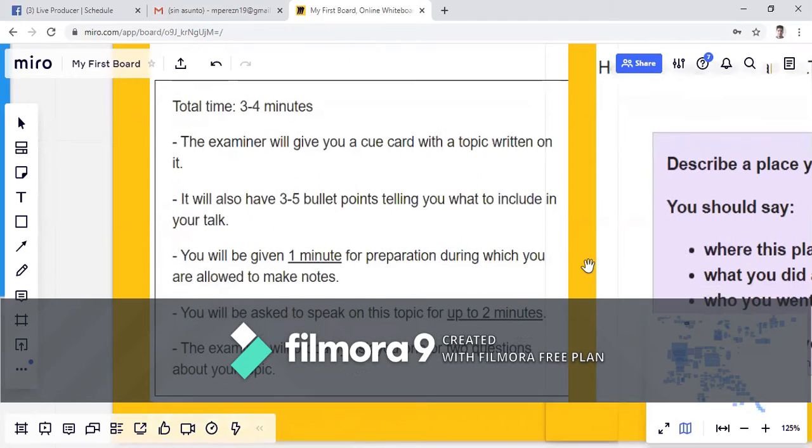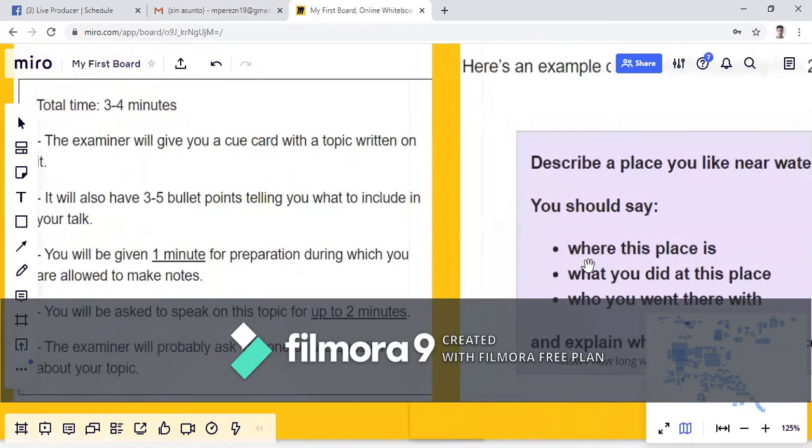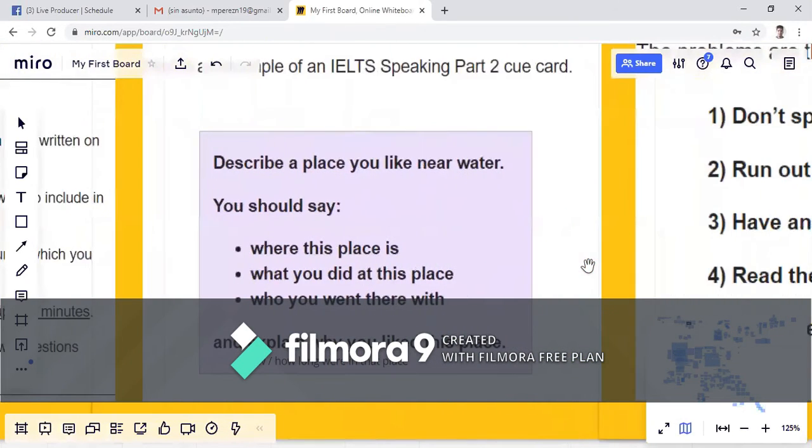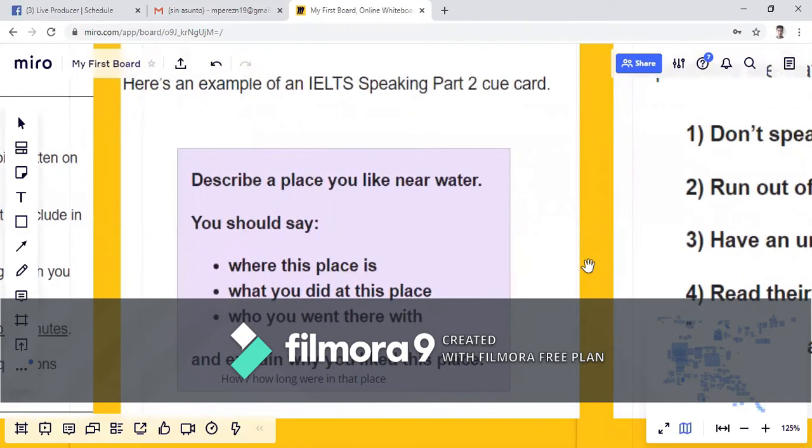Now, you will be asked to speak for about 2 minutes, okay? And the examiner will probably ask you 1 or 2 questions about this topic. So here is an example. It says, describe a place you like near water. You should say where this place is, what you did at this place, who you went there with, and explain why you like this place so much.